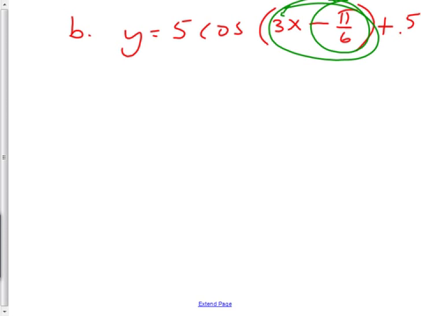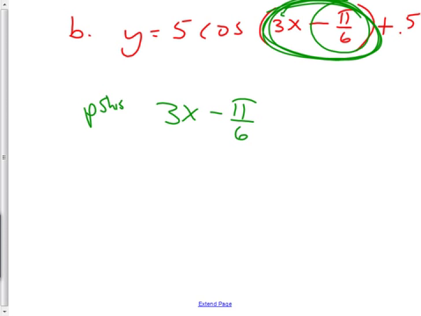I think you can do it in 2 different orders, but if we're going to do it this way, how do you get the phase shift if you include both those parts? You set the whole thing equal to 0. Everybody underneath it, write this. This is for phase shift. All right, so you set that equal to 0. 3x minus pi over 6 equals 0, and then you just solve it. Solve it for x. Then you'll know the phase shift.